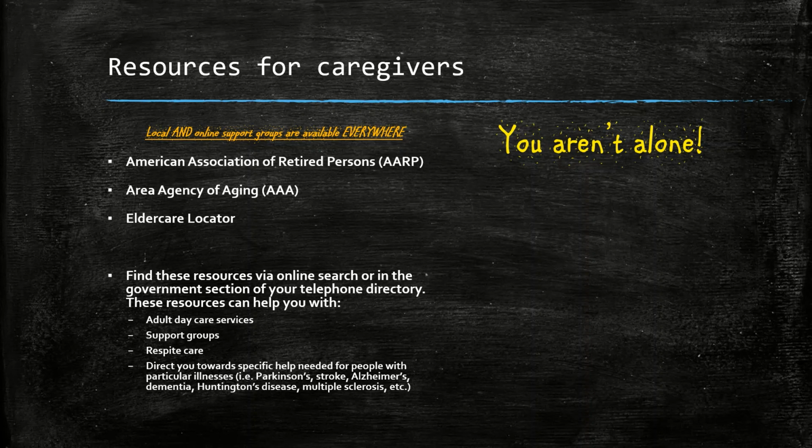The hallmark resources available for caregivers throughout the U.S. are the American Association of Retired Persons, the AARP, the Area Agency of Aging, AAA, as well as the Elder Care Locator. You may find these resources via an online search or in the government section of your telephone directory. These resources can help you.